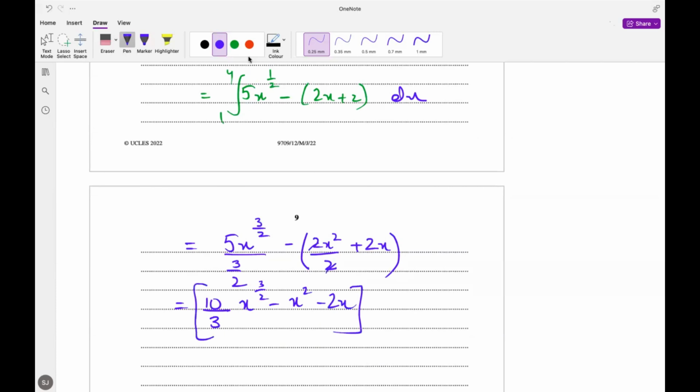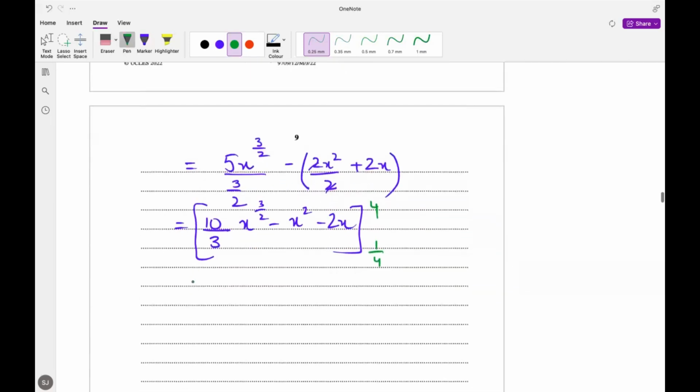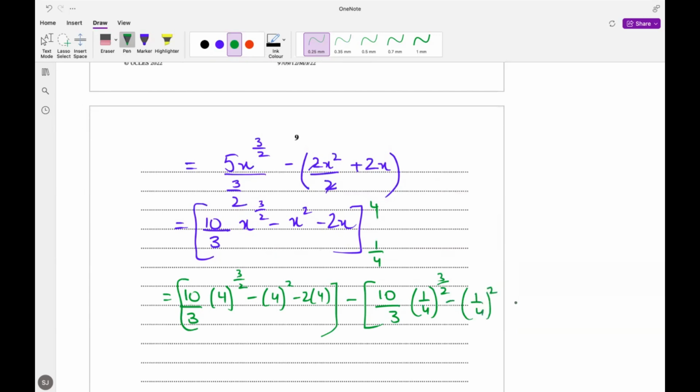Now applying the limits, the upper limit was 4 and the lower limit was 1 upon 4. Substituting 4 into the equation, we get 10 upon 3 into 4 to the power 3 upon 2 minus 4 squared minus 2 into 4. And then applying the lower limit, which we'll subtract from the upper limit, this will become 10 upon 3, 1 upon 4 to the power 3 upon 2 minus 1 upon 4 whole squared minus 2 into 1 upon 4.